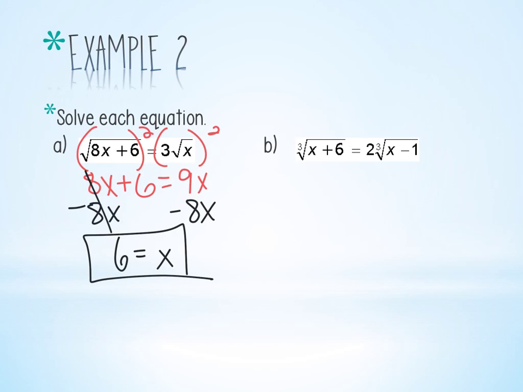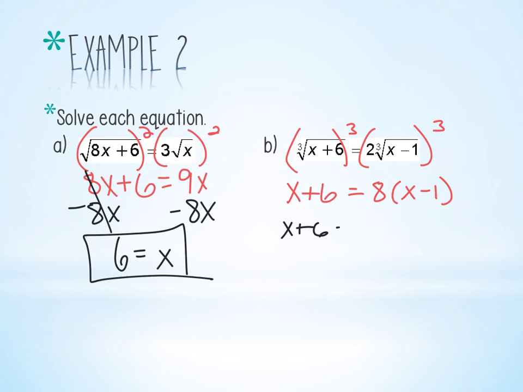How about B? This time you've got a cube root, right? So I've got to do what to both sides? Cube them. So this is going to get cubed, and this is going to get cubed. So the cube root of the x plus 6 cubed is going to cancel and just give me the x plus 6. And on the right, I've got 2 times 2 times 2, which we said was what? 8. And then the cube root of x minus 1 cubed would cancel out. And then I've got to distribute in the 8, the x minus 8.